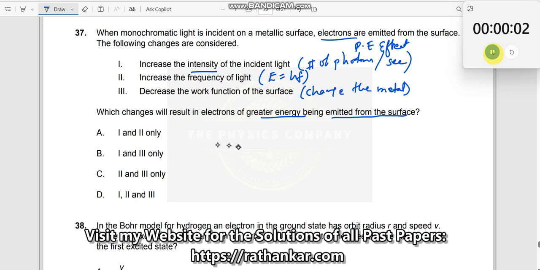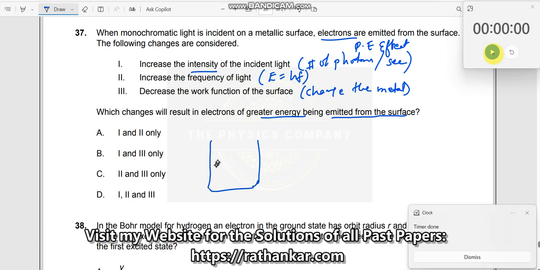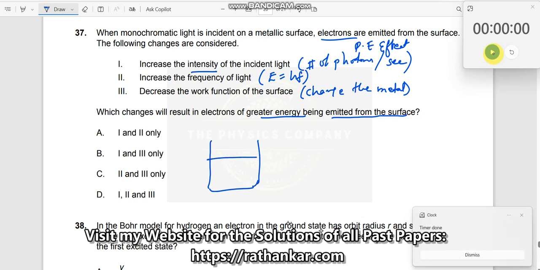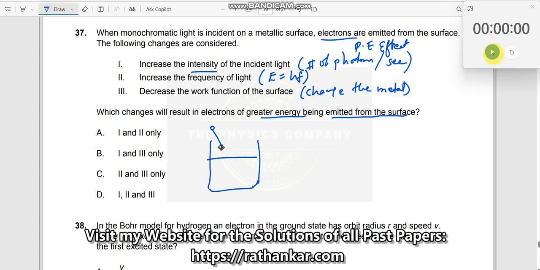Now, see, in the photoelectric effect, what happens? You have a metallic barrier like this. You have some energy levels over here. A photon comes and hits the energy barrier over here, and as a result of it, electrons will get emitted from here.